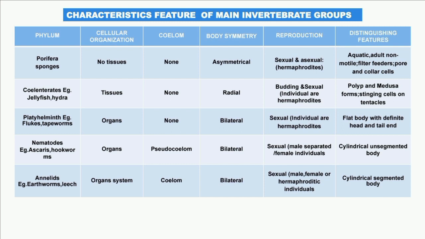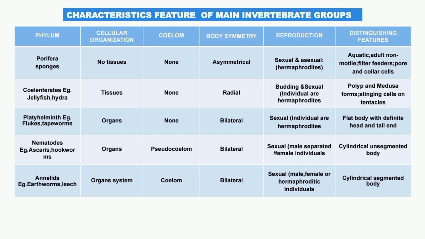Distinguishing features: their body is cylindrical and segmented. This phylum consists of earthworms, leeches, and various marine worms given many different names, for example sandworms and others. They are also triploblastic, that is, they have three germ layers.